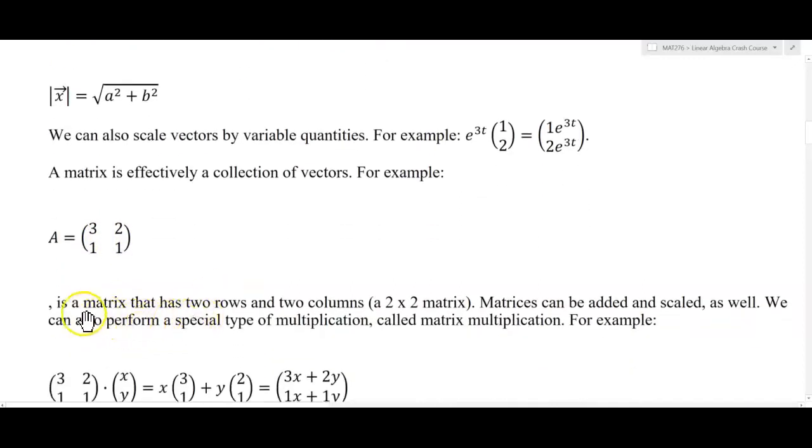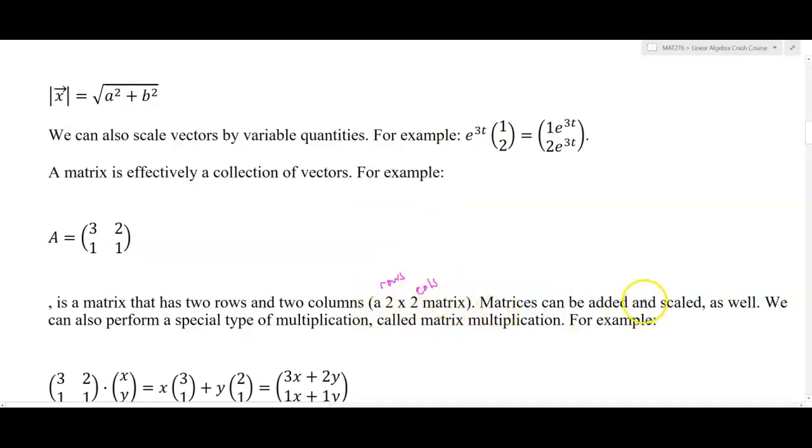Now this is a matrix that has 2 rows and 2 columns, so we call it a 2 by 2, and we always say rows by columns. That's just the convention. So if I say 2 by 3, nobody ever confuses that to mean 2 columns and 3 rows. We are always in the convention of saying rows by columns.